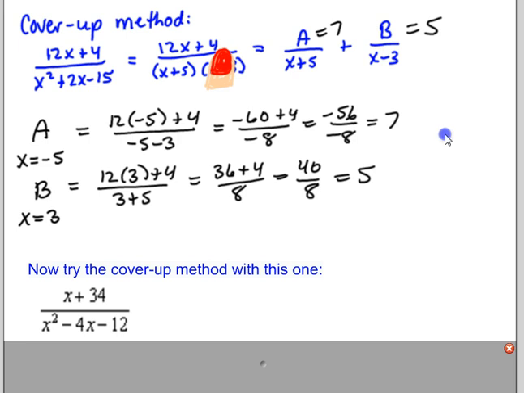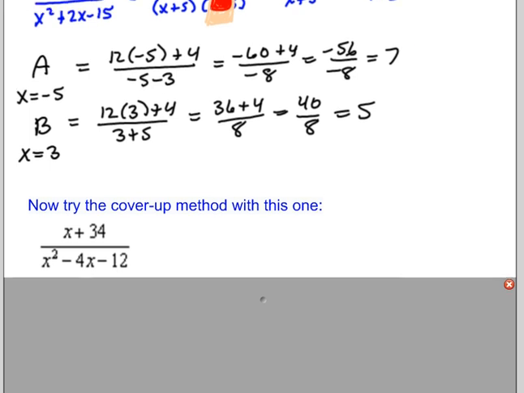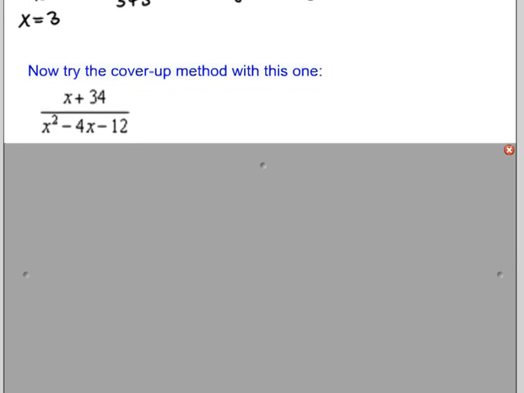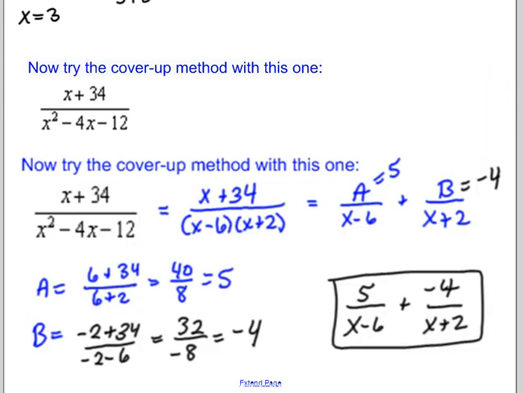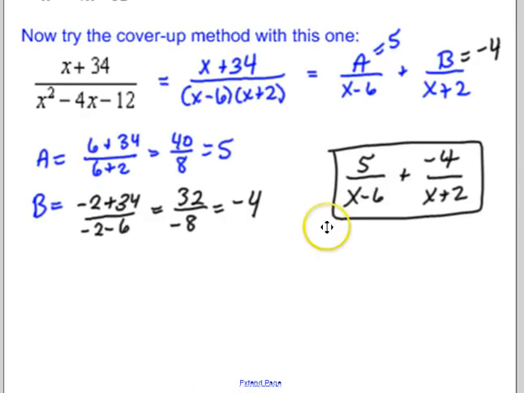Now try the cover-up method with the second one. This is the same example you did before, and you already know what the answer is supposed to be. So try the cover-up method with this one, and pause if you need to, and then I will reveal the answer. Okay, now you're back. I will reveal the answer. This is how you would set up your work. Here would be your A and your B, the way those are worked out. So check your work, make sure you understand this method. And then we're going to go on to the next example.